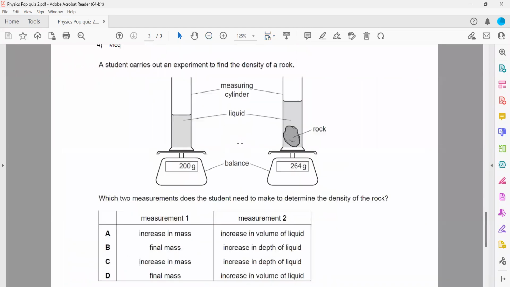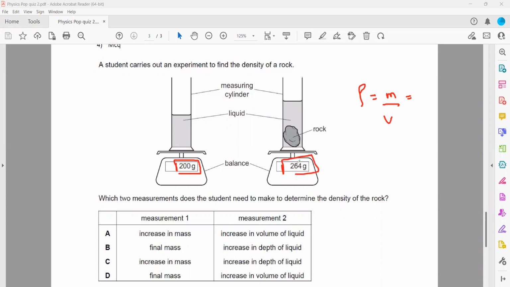In question four, a student carries out an experiment. So a student is finding the density. Which two measurements does the student need to determine the density of a rock? Look, if you want to determine the density, how can we find it? Density is mass divided by volume. So we need the mass of the rock. 200 gram is the mass of the container, the measuring cylinder plus liquid. And this is the mass of the measuring cylinder, liquid and the rock.